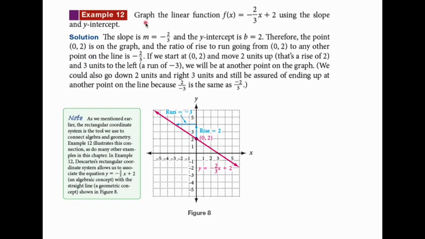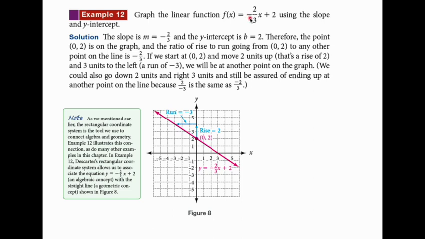Now this one, for example 12, says graph the linear function negative 2/3 x plus 2 using the slope and the y-intercept. What we need to do is first start with the y-intercept. Because this 2 is the y-intercept, for sure we know we have the point (0, 2) on the line. So you plot that. Now, because we know that the slope is negative 2/3, we know that every time x moves 3 spaces, y moves 2 spaces.